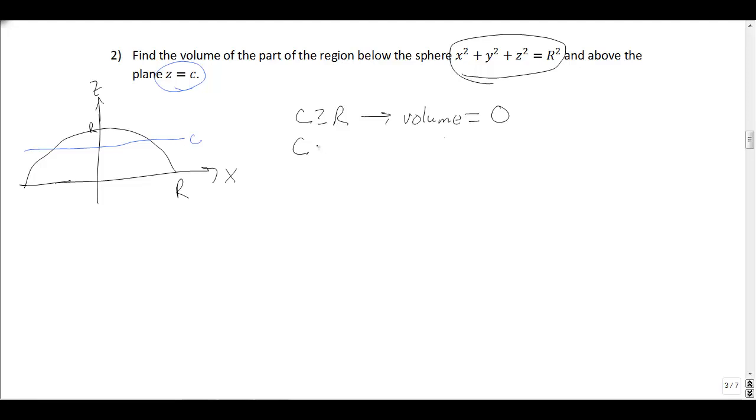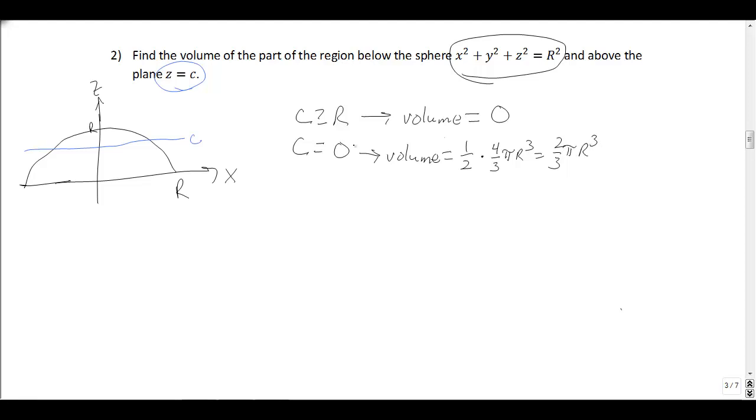Let's suppose c equals 0, so I get the xy plane here, above the xy plane and below the sphere x squared plus y squared plus z squared equals r squared. Well, that's then half a sphere. So the volume would be 1/2 the volume of a sphere of radius capital R, which would be 4/3 pi R cubed, or 2/3 pi R cubed here.